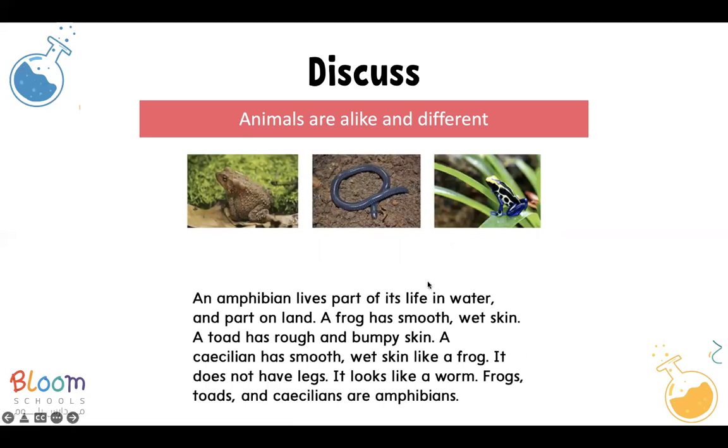Next are the amphibians. An amphibian lives part of its life in water and part on land. A frog has smooth, wet skin. A toad has rough and bumpy skin. And a caecilian has smooth, wet skin like a frog. It does not have legs, and it also looks like a worm. Frogs, toads, and caecilians are all amphibians.